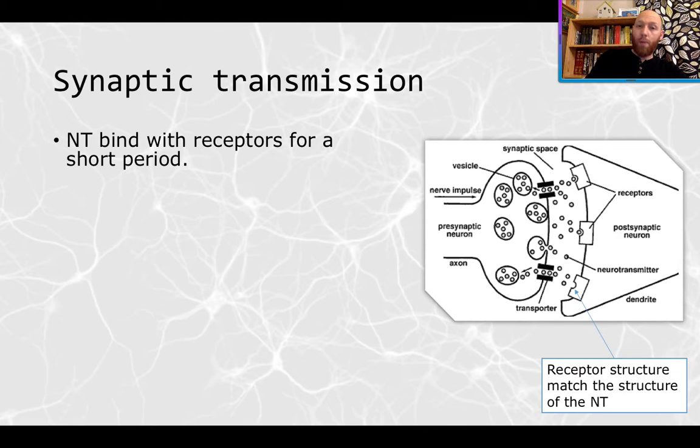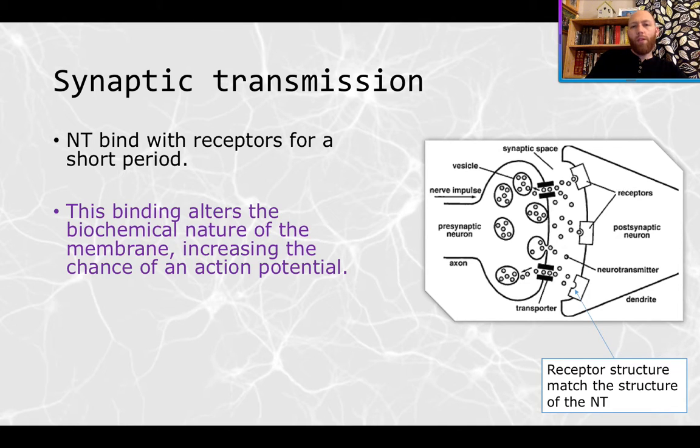Neurotransmitters do not bind permanently. It's a short period and then they will detach, and one of two things can effectively happen to them then. They can either be broken down by enzymes present in the gap, or they could be pumped back into the cell from which they came via these transporter channels. We call this reuptake.